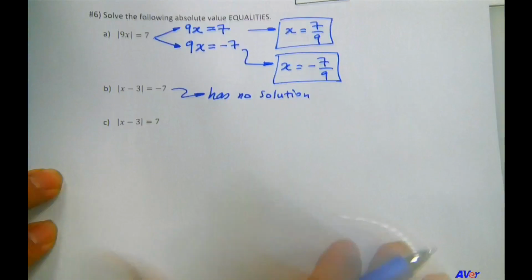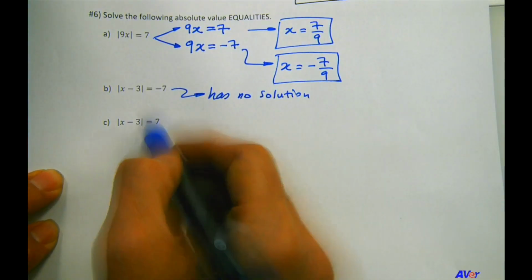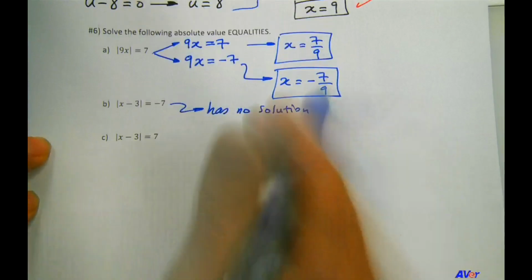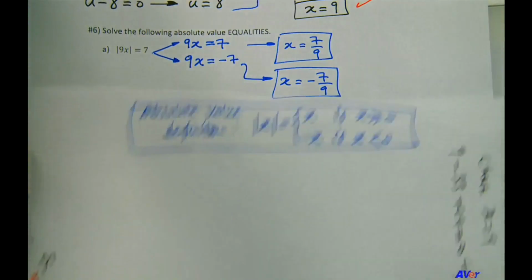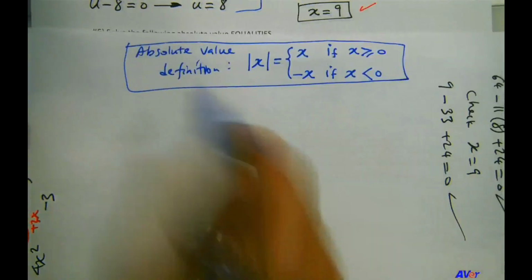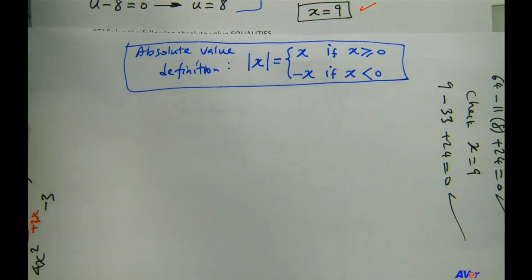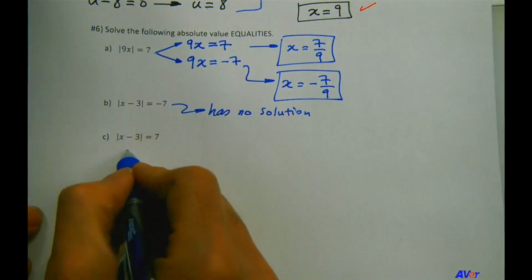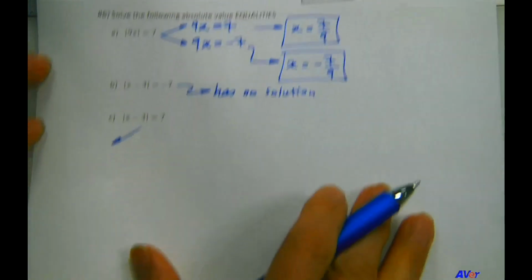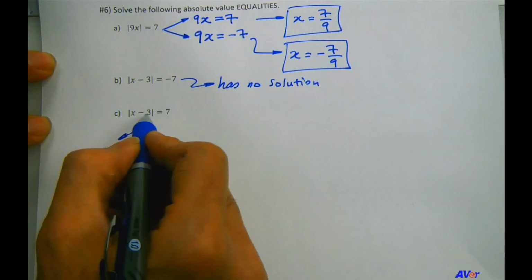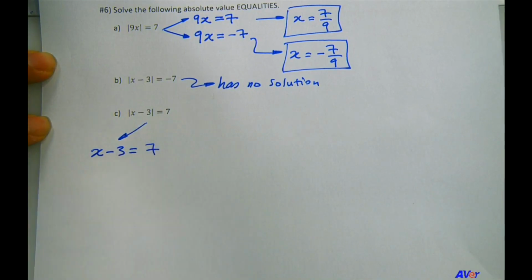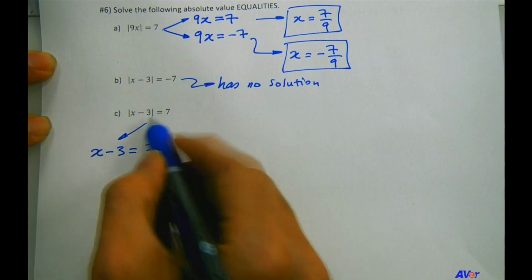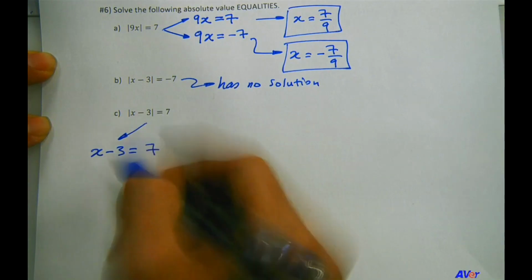Now here, this is not a trick question. This one has a solution. Again, applying the definition of an absolute value, we're going to have two solutions from this. One solution will come from whatever you see exactly without the absolute value, so x minus 3 equals 7. Compare this with that. The only difference is that one has absolute value, this one isn't. So we're going to solve for x.